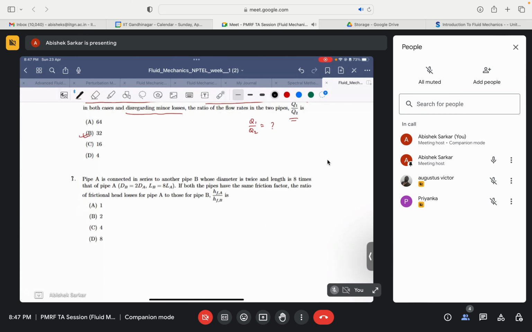Okay. So question number 3, again is very simple. Pipe A is connected in series with another pipe B, whose diameter is twice and the length is 8 times that of pipe A. If both pipes have the same friction factor, the ratio of frictional head loss of pipe A to that of pipe B is given by, basically you need to find HFA by HFB.